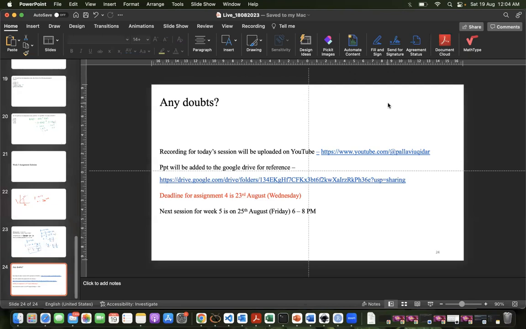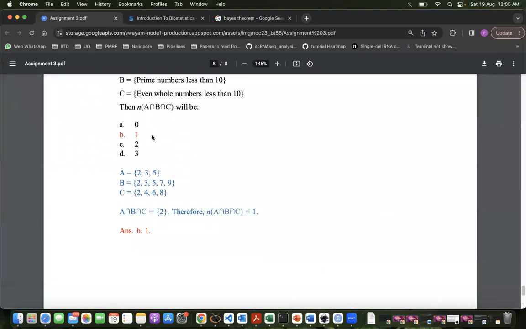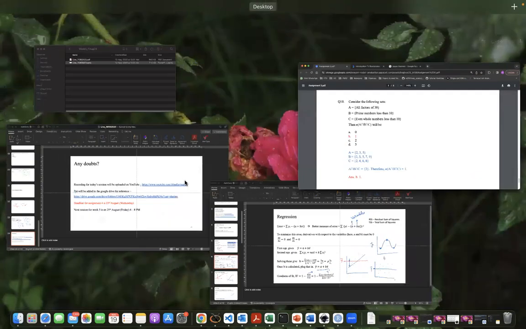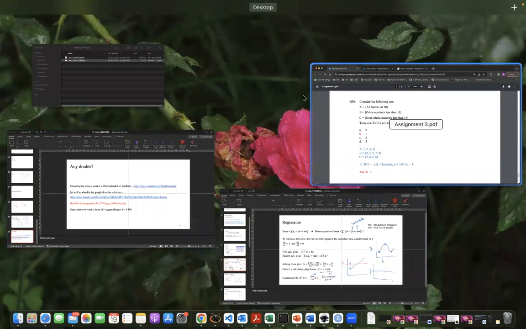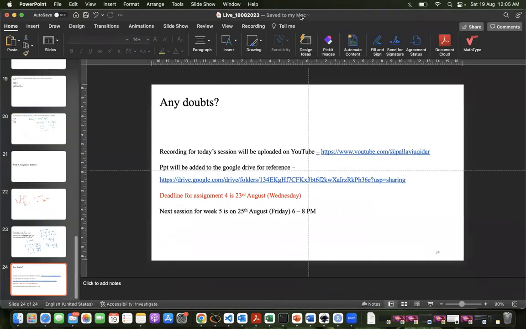So one thing I would like to ask for the very last question, the 10th number: since the common element was 2, the answer was 2. So in that case, do we just need to mention that the answer is n, the number of elements in this? So that's just 1. Yeah. Thank you. Okay. I'll just stop sharing my screen.